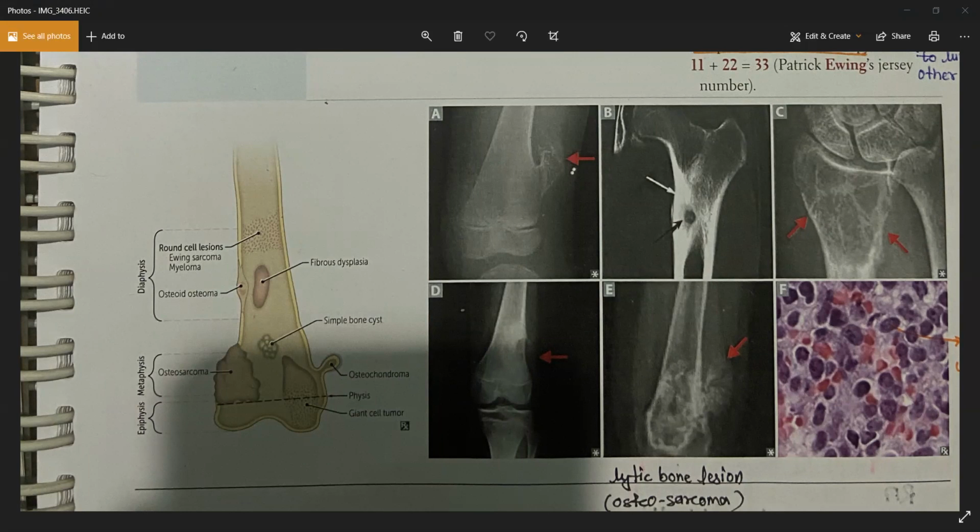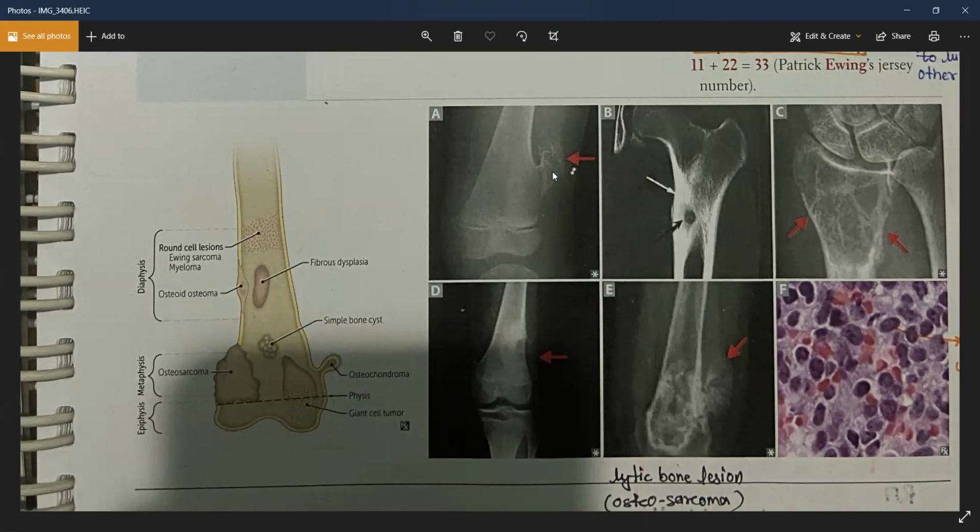So the osteochondroma is the most common benign tumor. It originates from the metaphysis, of course. You have the osteoid part, and second is the chondroma part. So it has both the bone as well as the cartilage in the tumor. It generally presents with a lateral bony projection, and it is covered by the cartilaginous cap.